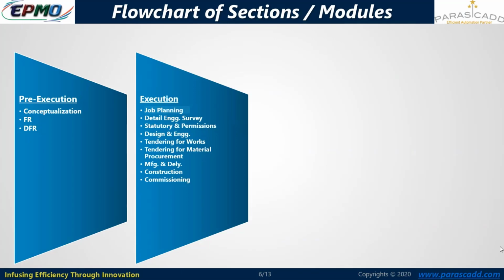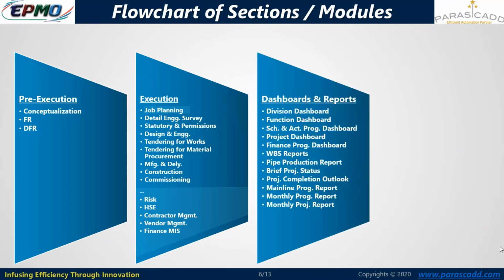Next is the execution. So in execution, all pre-execution activities, job planning activities, and further execution monitoring activities will come into the picture. Apart from these, the other simultaneous activities of the other disciplines like risk management, HSE management, contractor performance evaluation, vendor performance evaluation, and finance monitoring will all run in a simultaneous manner along with the project execution monitoring stages. Once these activities are being done or in process, then these progresses will be monitored through the deliverable forms, that is the dashboards and the reports.